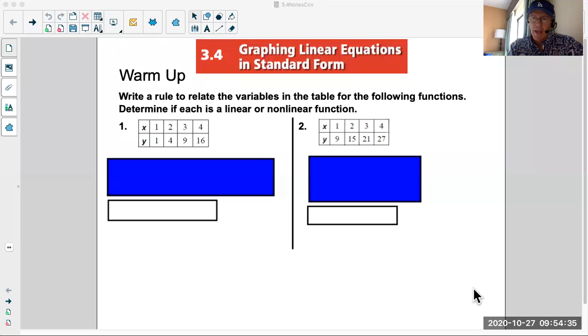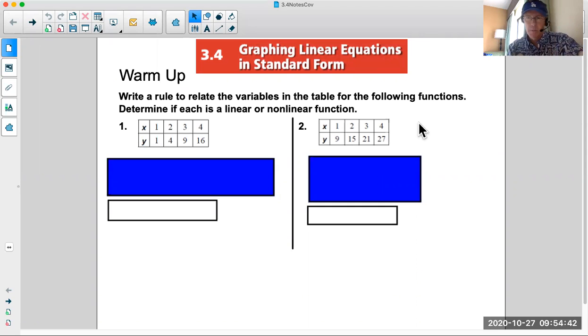Okay, but let's go ahead and take a look at 3.4. We're graphing linear equations in what we call standard form. So linear equations meaning a line. So we're graphing lines using what we call standard form. And we're going to get into what that is. But let's go ahead and warm up first.